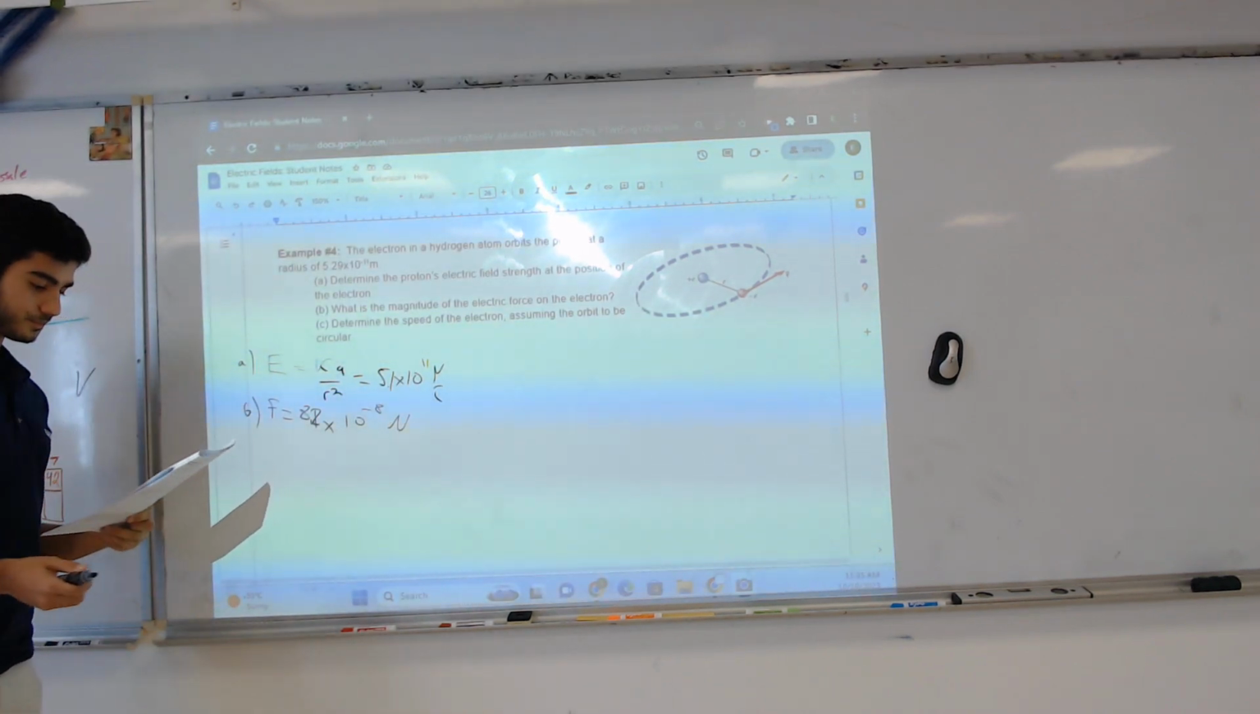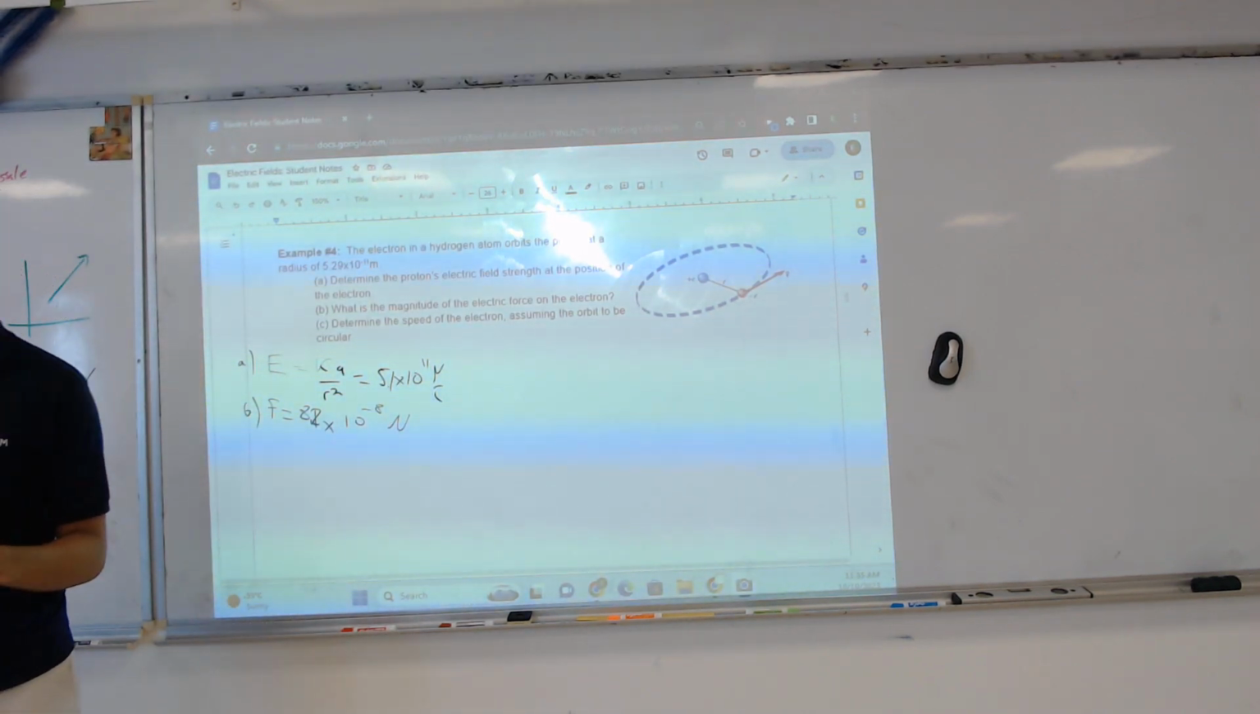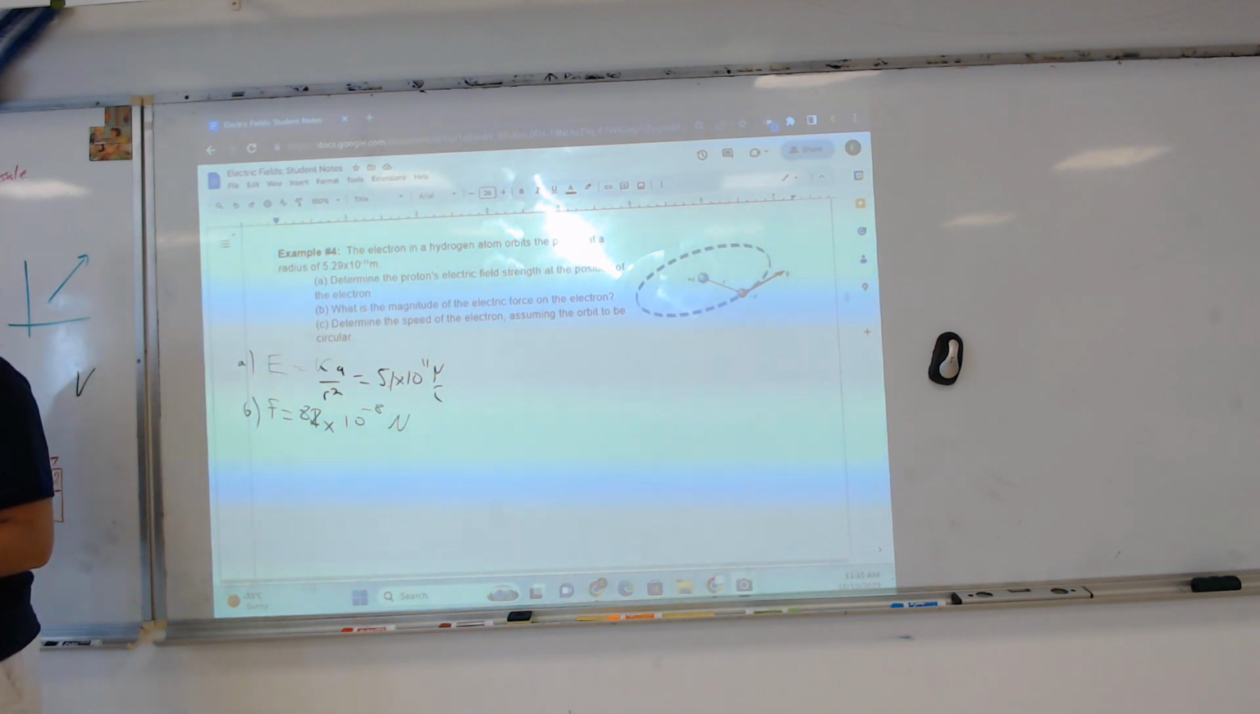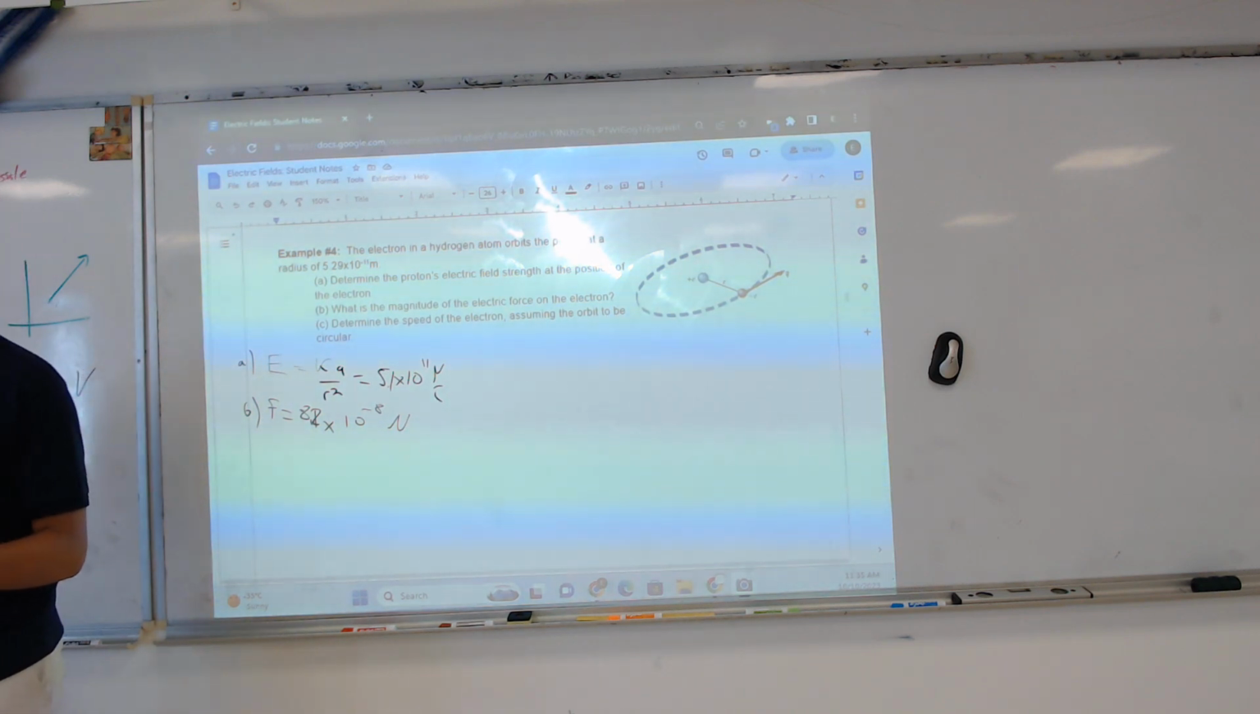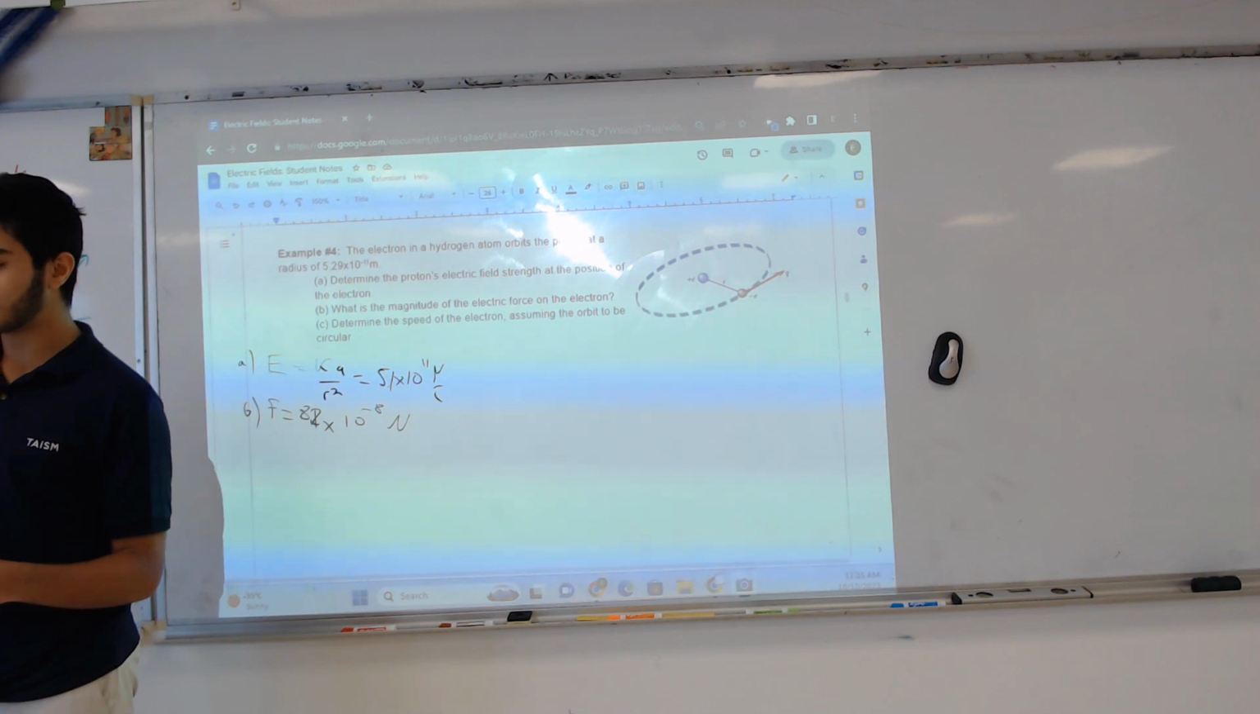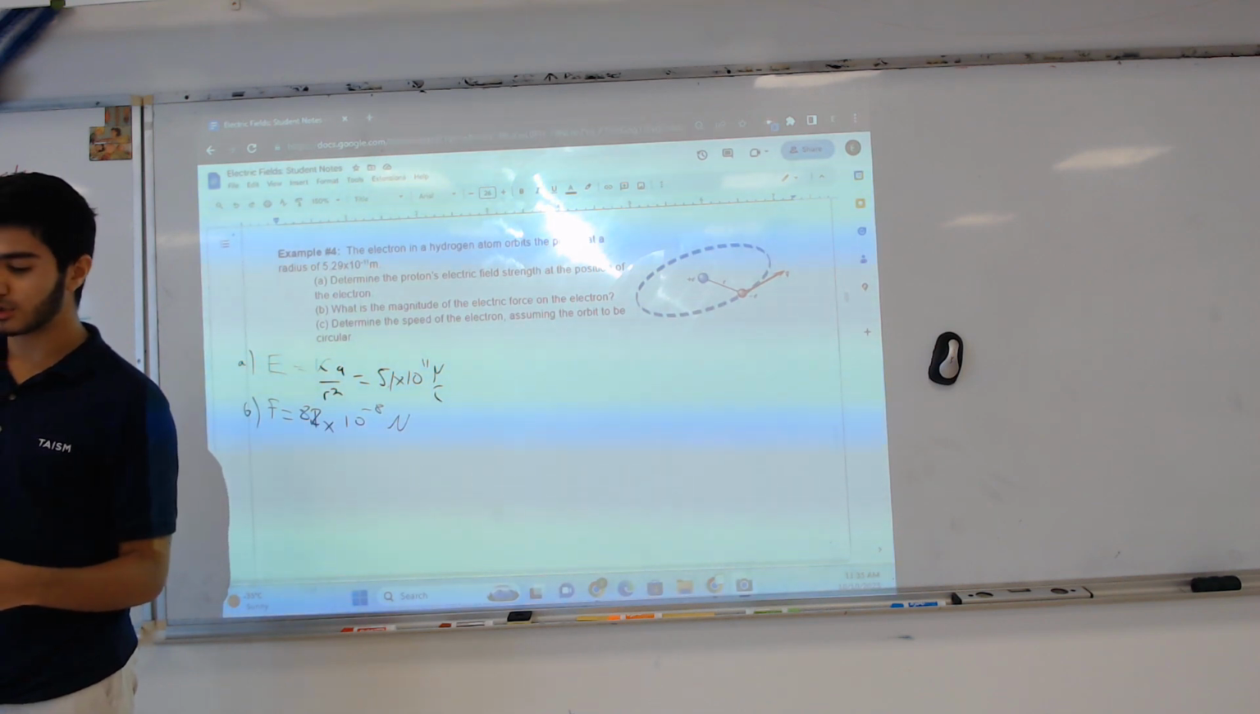And then for C, we need to find the speed of an electron. So we can recognize that the electron is moving in a circular motion, which means that it must have a centripetal force, which is keeping it in its orbit.